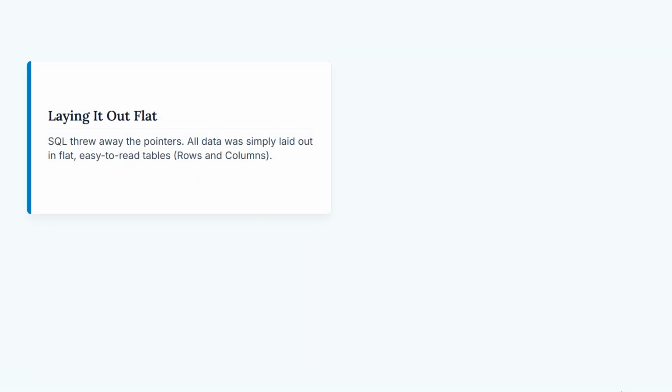Then, Edgar Codd proposed the relational model, which became SQL. It changed everything. SQL looked at the horrible, confusing maze of pointers and threw it in the garbage. Instead, it simply laid all the data out in the open. Everything was put into flat, clean tables, made of simple rows and columns. There were no confusing pointers or hidden paths.